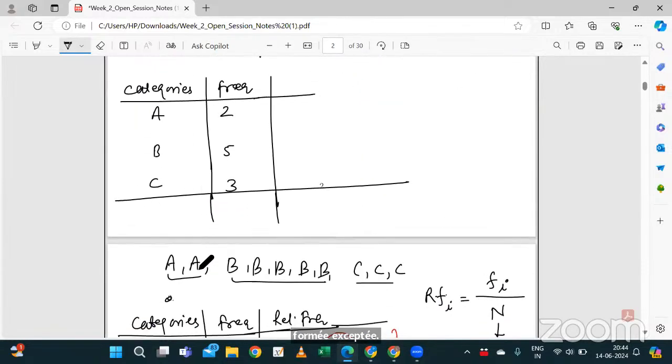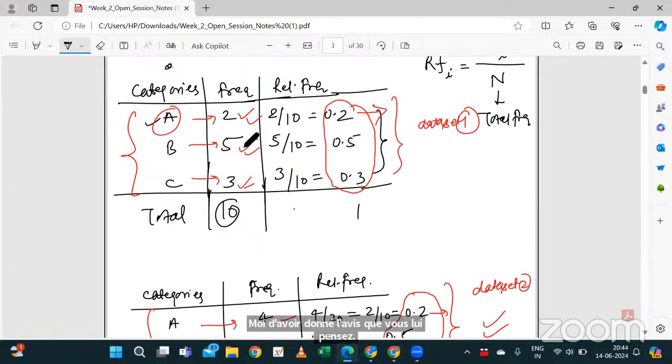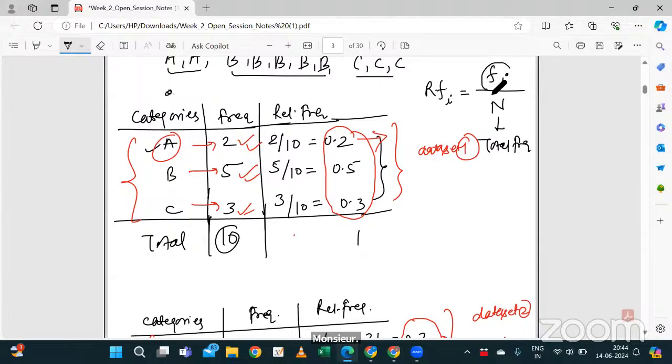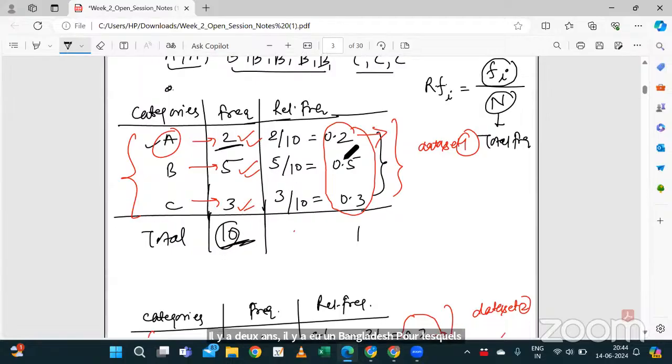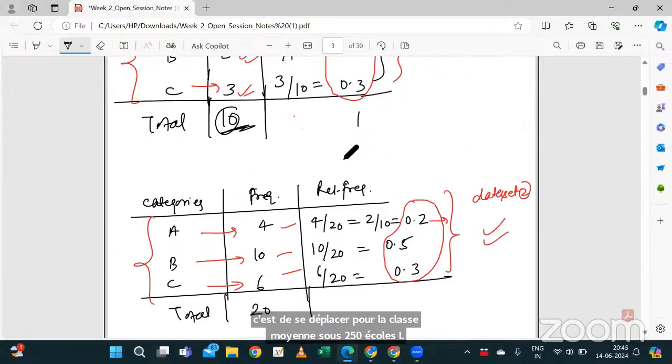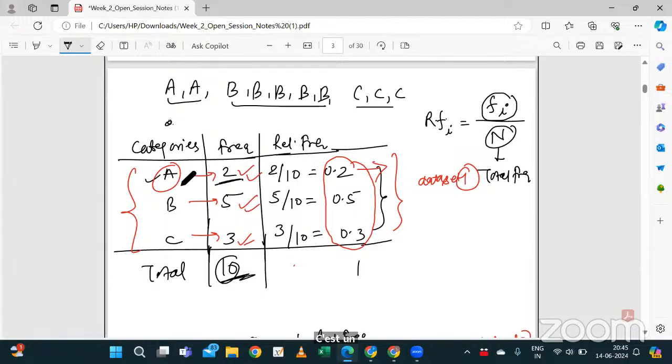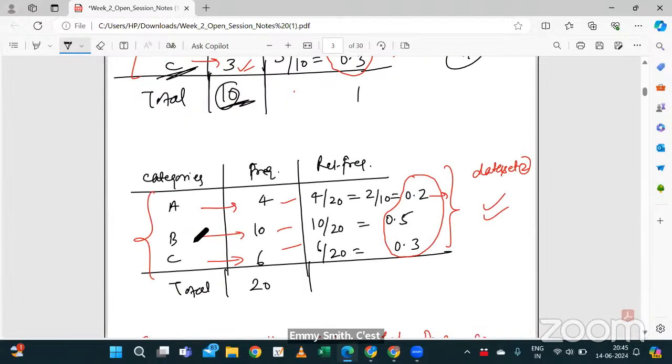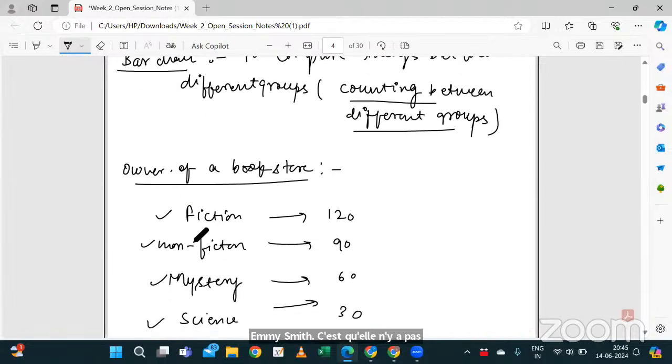This is the frequency distribution. What about relative frequency? Relative frequency is when you divide the frequency by the total. So this is frequency and this is total, and this is called relative frequency. Sir, what is the ith term here? I means for each category. If I write RF1, I'm talking about the first category, then second category, third category.